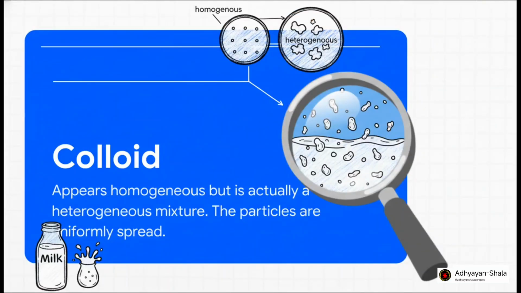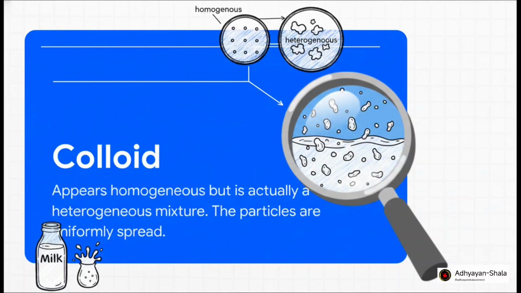And that brings us to the really cool one, the one in the middle, the colloid. Now, colloids are masters of disguise. Why? Because they look homogeneous. They look perfectly blended, just like a solution. But secretly, on a microscopic level, they're actually heterogeneous.